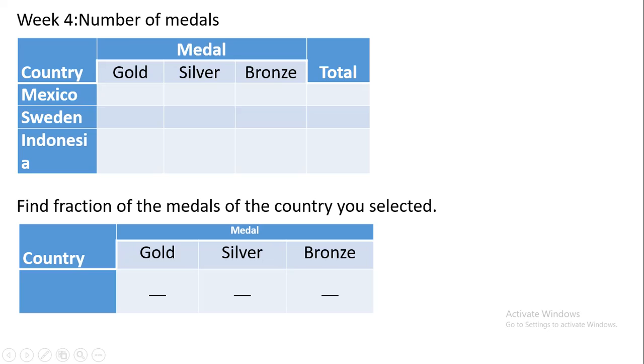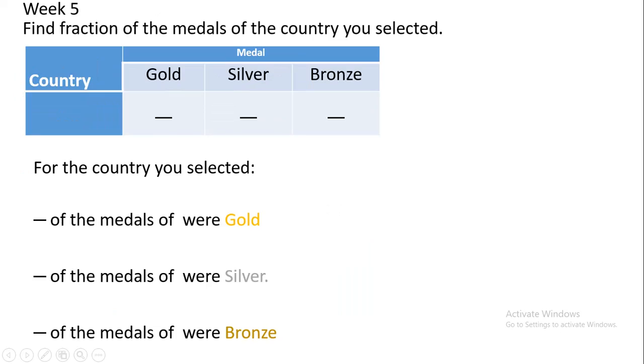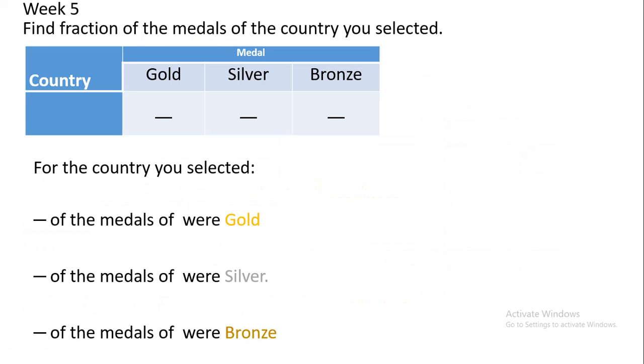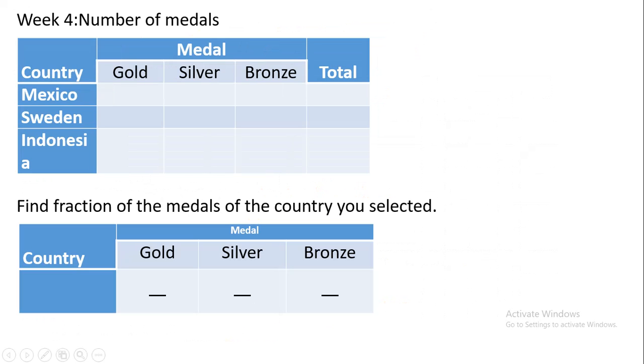For example, Mexico, if you go to the last slide, here, Mexico won 1 gold, 2 silver, and 3 bronze. So we have to write this here, and we write the total. Sweden, the same. Indonesia, the same.